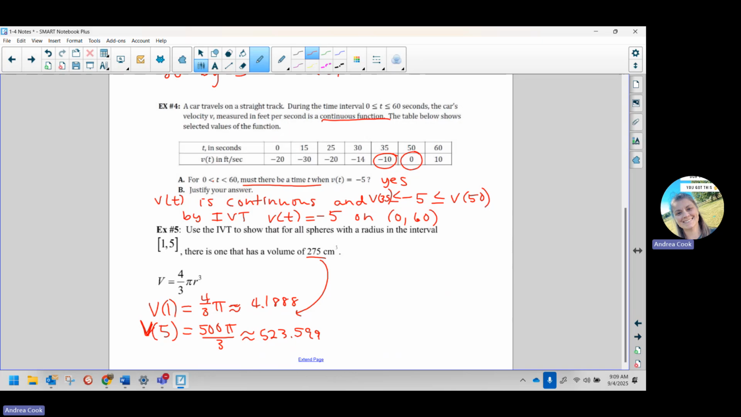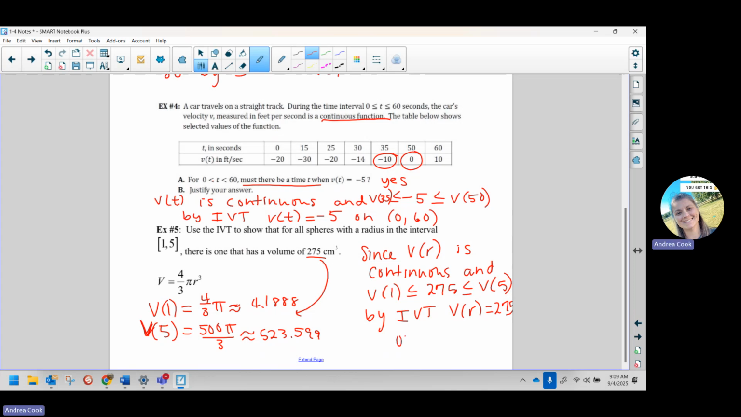Yes, so what do we write? We say since V of r, it's V of r because my other variables are taken, is continuous, and V of 1 is less than 275, which is less than V of 5, by IVT, V of r will equal 275 on the interval from 1 to 5. Whew.